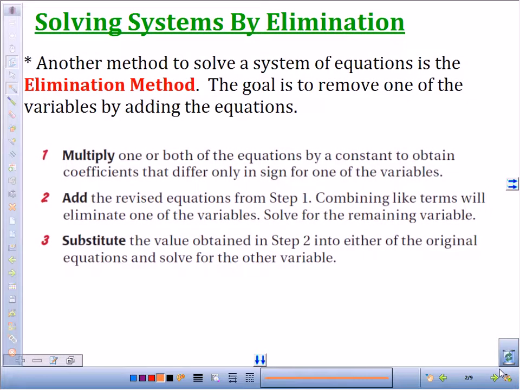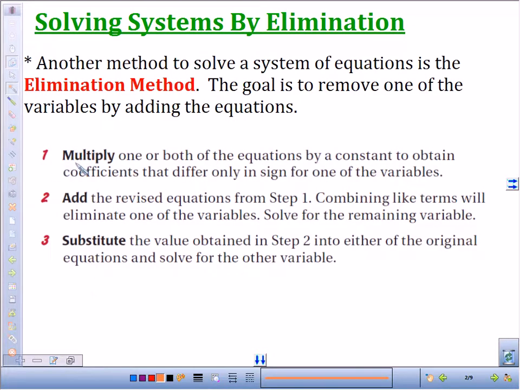Elimination is another method we can use to solve a system of equations. The goal for the elimination method is to remove one of the variables by adding the equations together. We're allowed to do that. We can add the equations together.